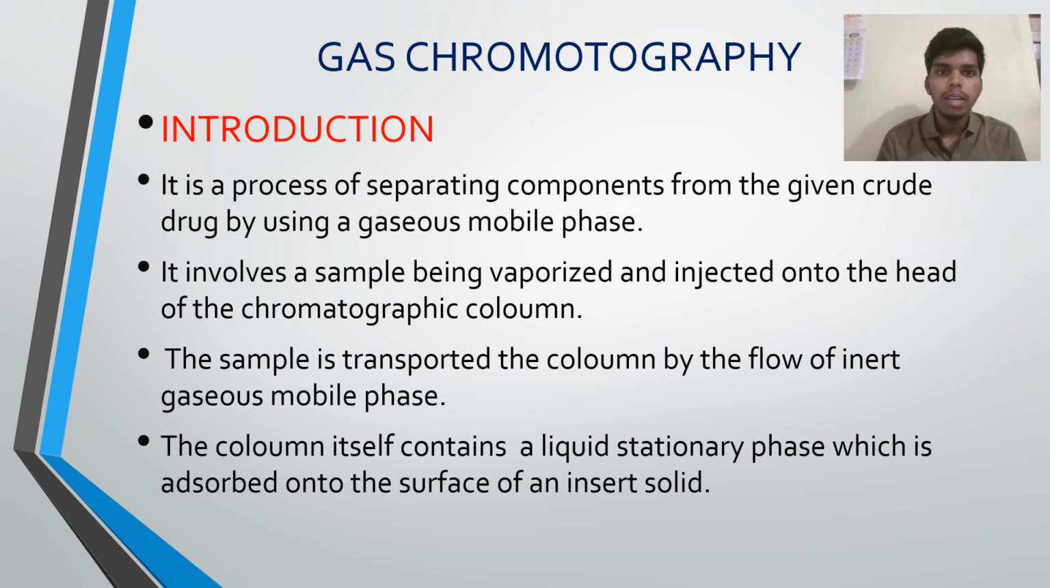Gas chromatography introduction. It is a process of separating components from a given crude mixture by using a gaseous mobile phase. It involves a sample being vaporized and injected onto the head of the chromatography column. The sample is transported through the column by the flow of inert gaseous mobile phase. The column itself contains a liquid stationary phase which is adsorbed on the surface of an inert solid.